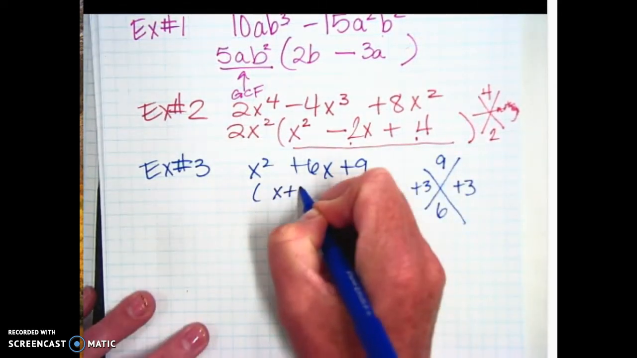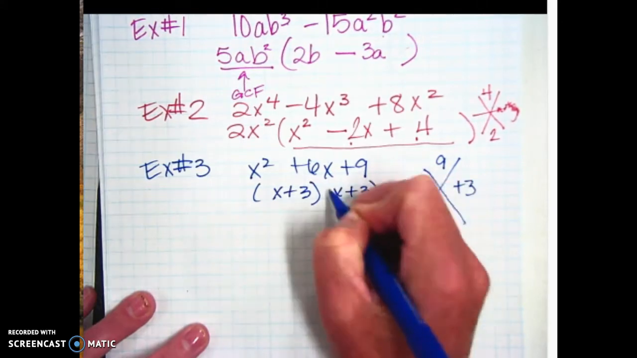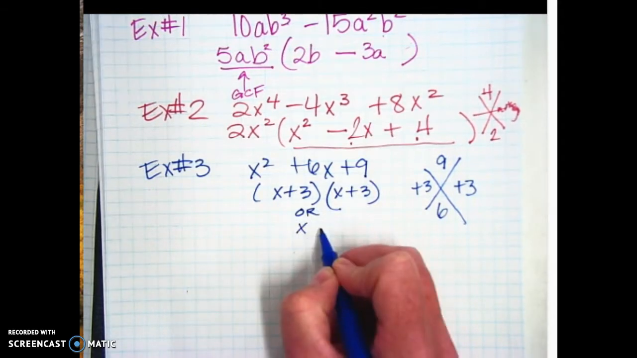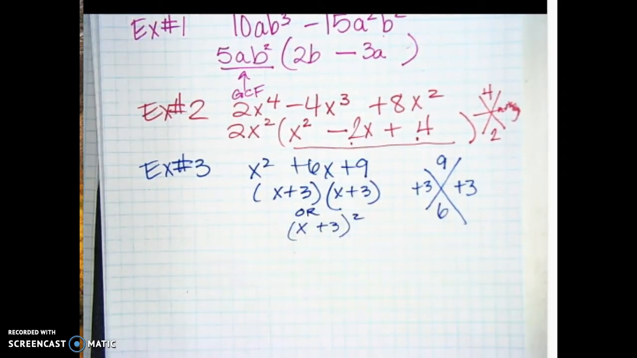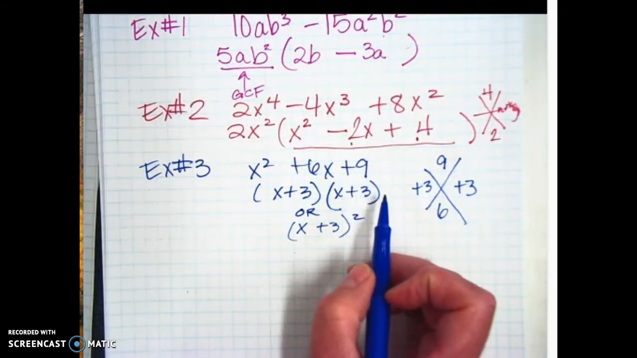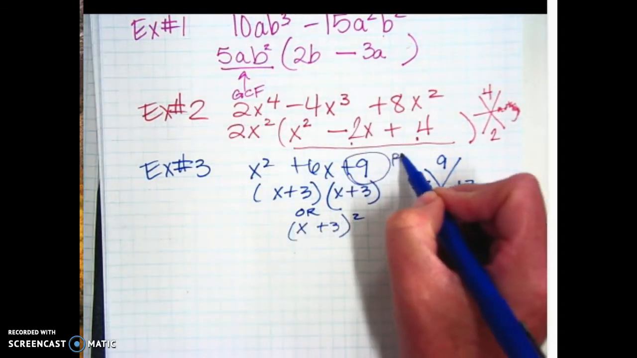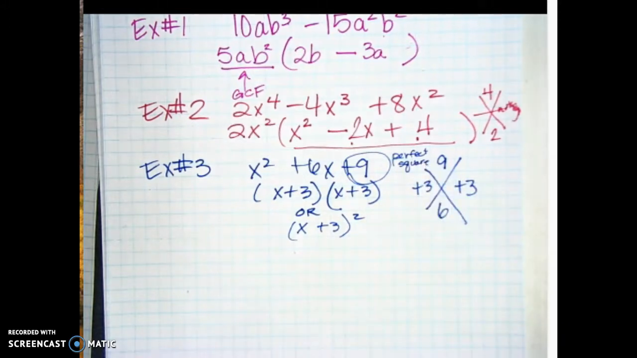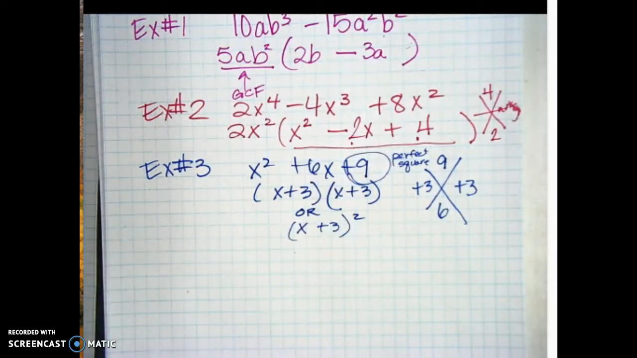So this is x plus 3 and x plus 3. Or, since these are both the same, you could write it as x plus 3 quantity squared. And it actually follows the pattern that we looked at yesterday, the a plus b quantity squared. So you can use it backwards when you're factoring. And one of the easiest ways to tell is if this number right here is a perfect square. If it is, just check and see, and usually it is. Not always, but a good majority of the time.